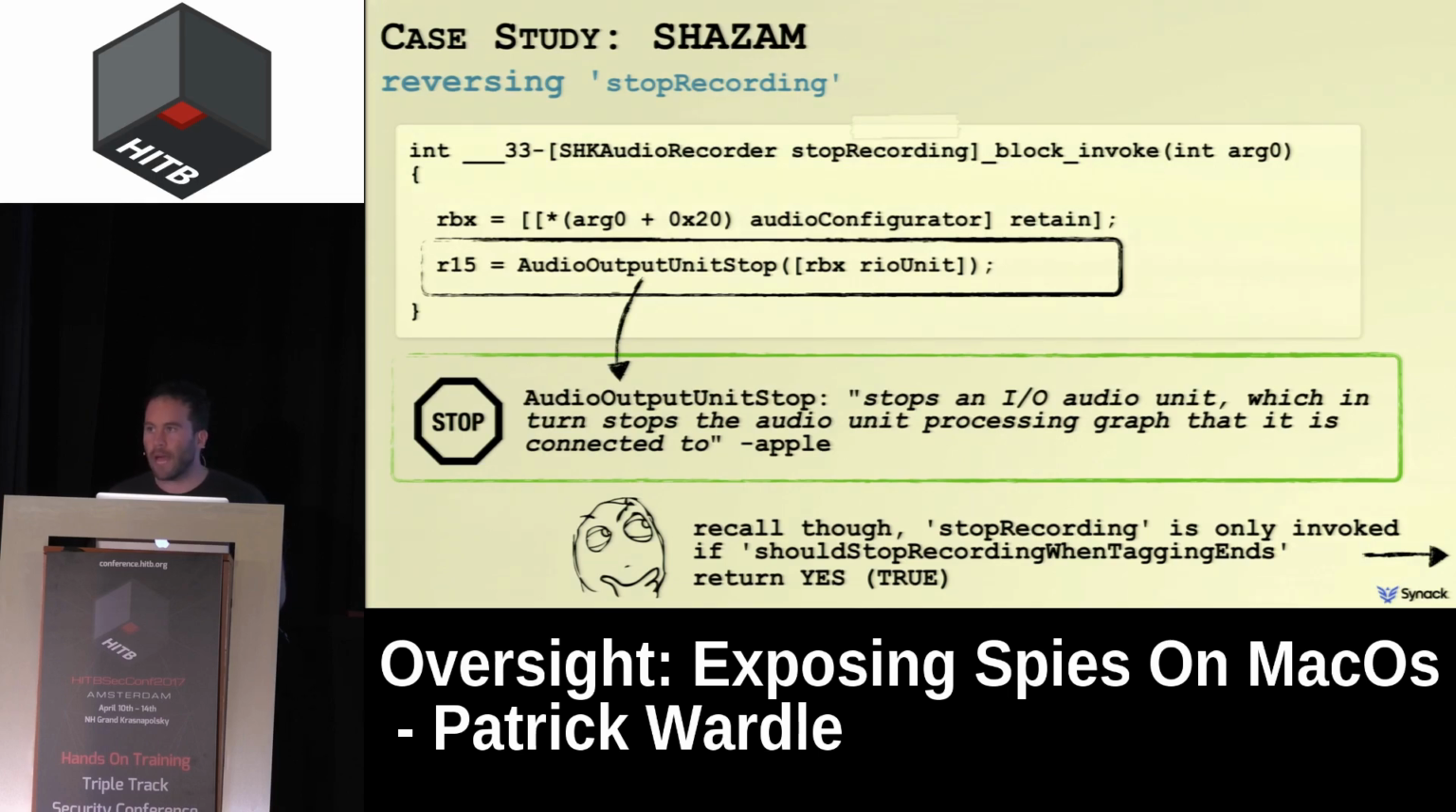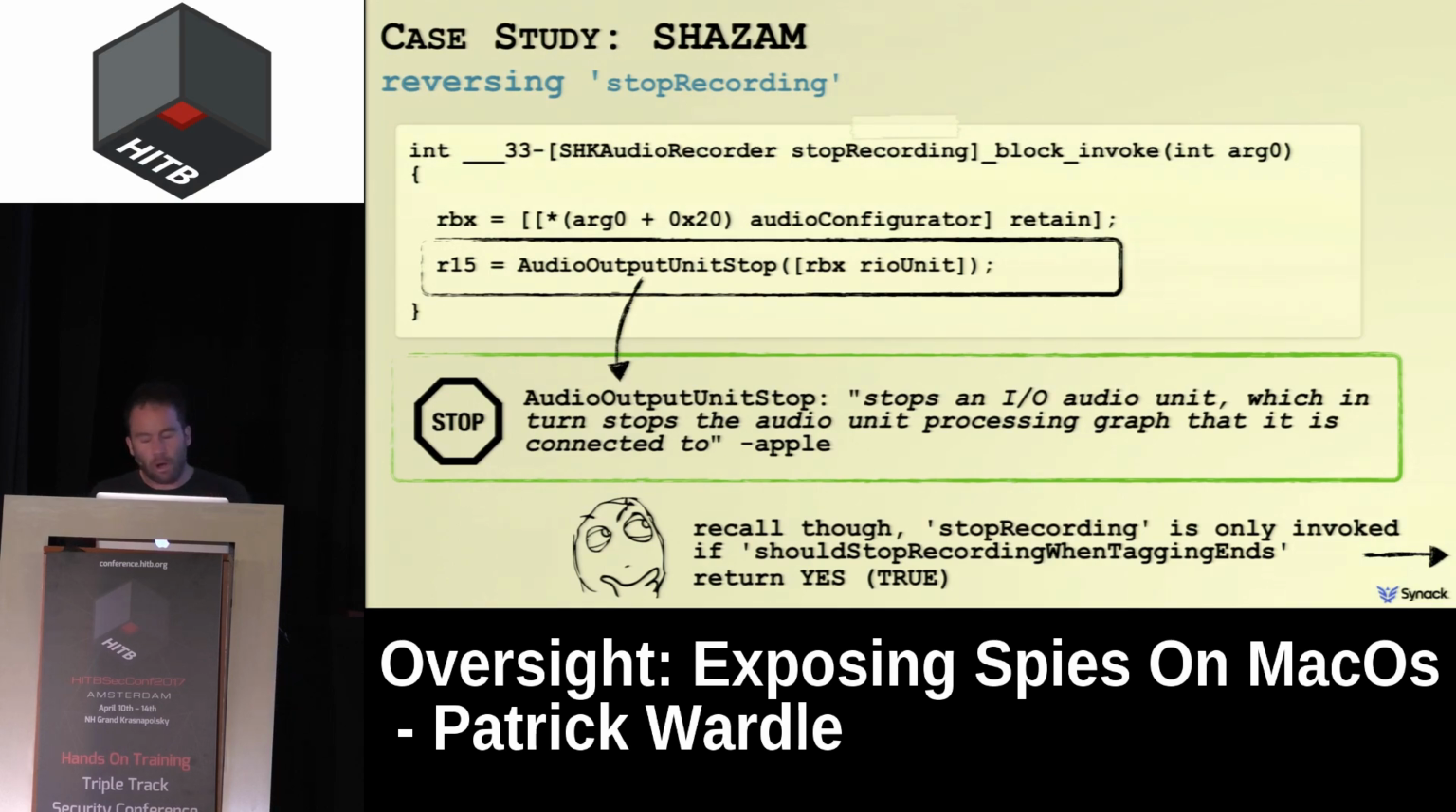If we disassemble that, we can see it calls Apple's audio output stop function. The SDK docs from Apple say that audio output unit stop stops an IO audio unit, which in turn stops the audio unit processing graph that is connected to, blah, blah, blah. That basically just means it's going to stop recording off the mic. So yeah, it looks reasonable. Maybe Shazam actually does stop recording when you toggle it to off.